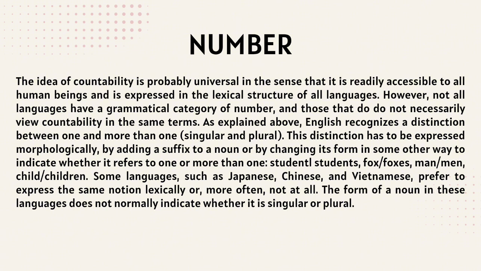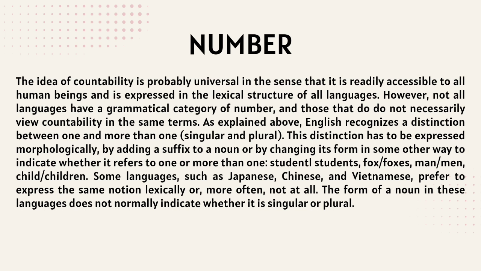Number. The idea of countability is probably universal, in the sense that it is readily accessible to all human beings and is expressed in the lexical structure of all languages. However, not all languages have a grammatical category of number, and thus do not necessarily view countability in the same terms. This distinction has to be expressed morphologically, by adding an s to a noun or by changing it in some other way to indicate whether it refers to one or more than one.